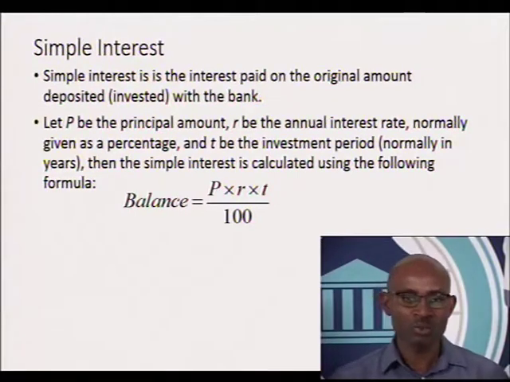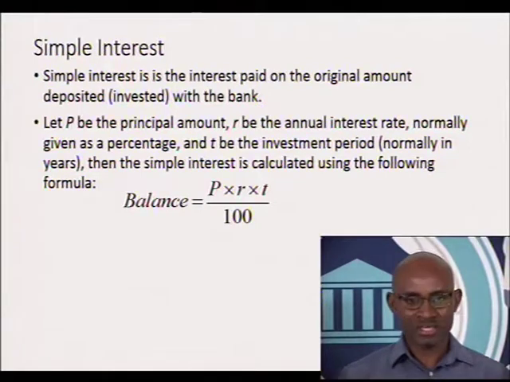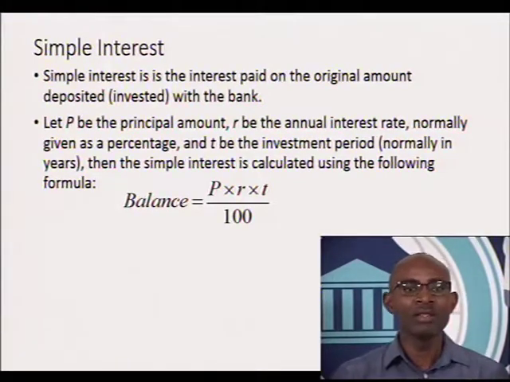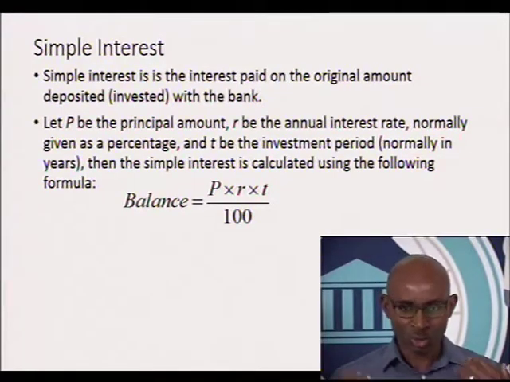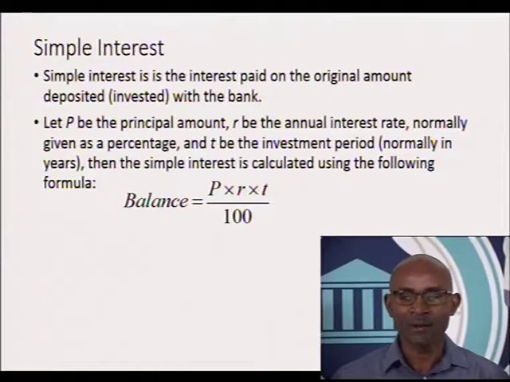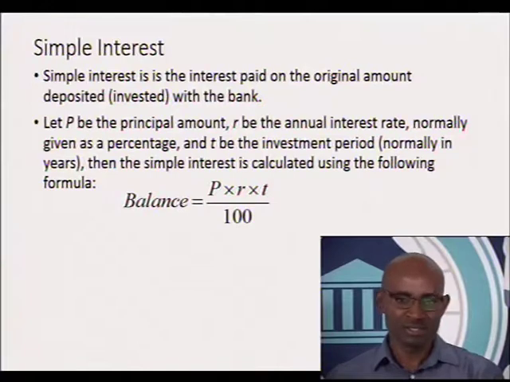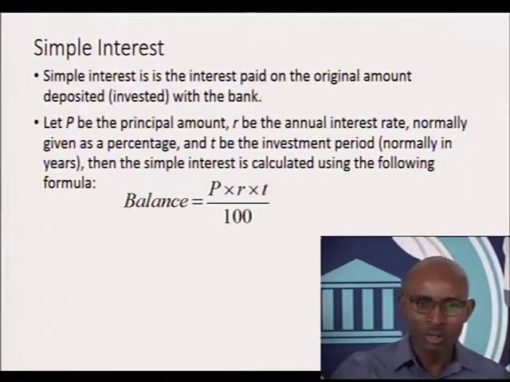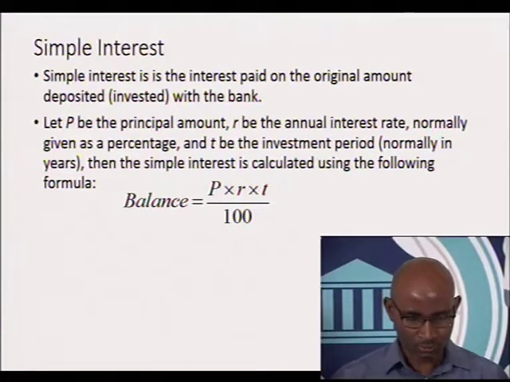It's not balance equals PRT divided by 100, but rather interest equals PRT divided by 100, because the balance would then be the sum of P and the interest that you invest. So at the end of the day, the total amount of money in your investment account will be the money that you put in plus the interest that you've earned over the T number of years. So just replace that balance with interest.